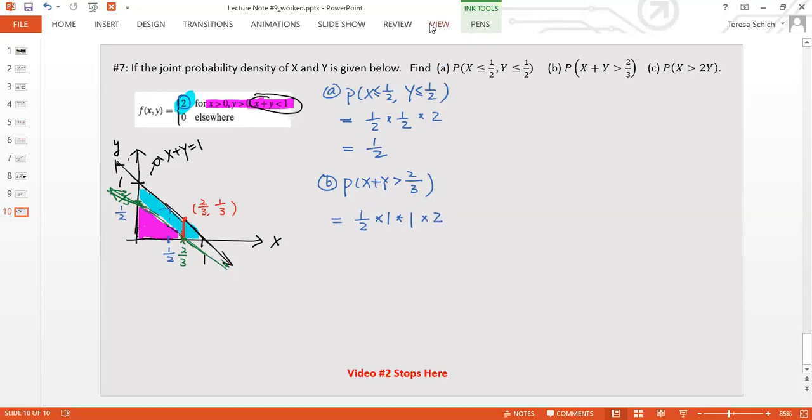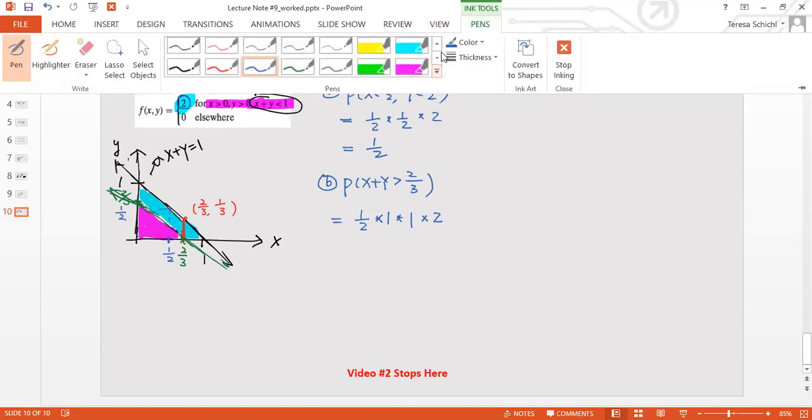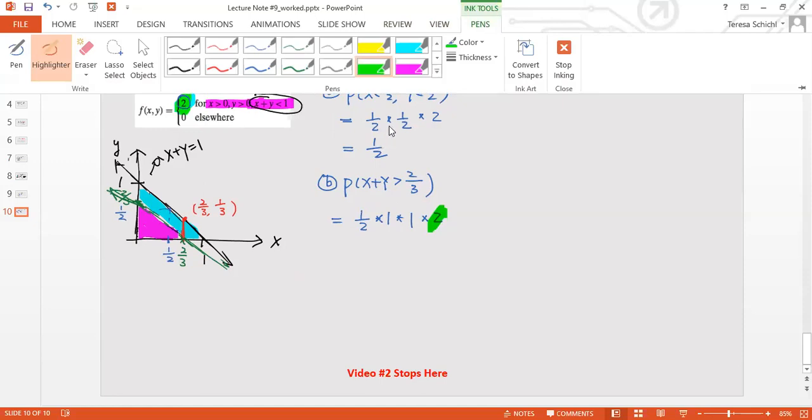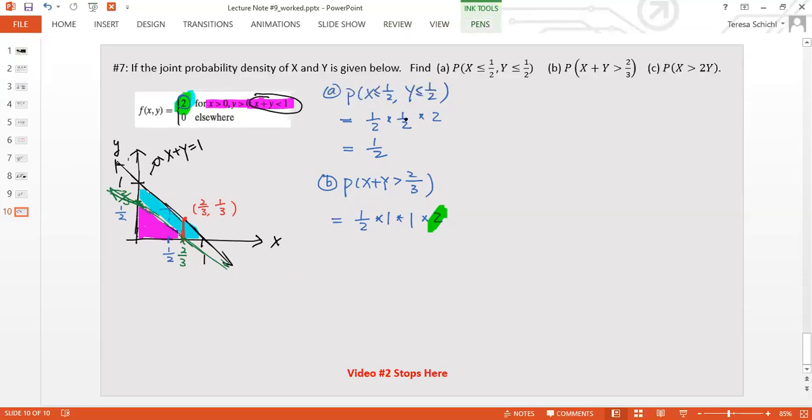Why do you times 2? This 2 is the 2 here, right? It's the function value. So you need to use your area times the height. Now you need to minus this little purple triangle.